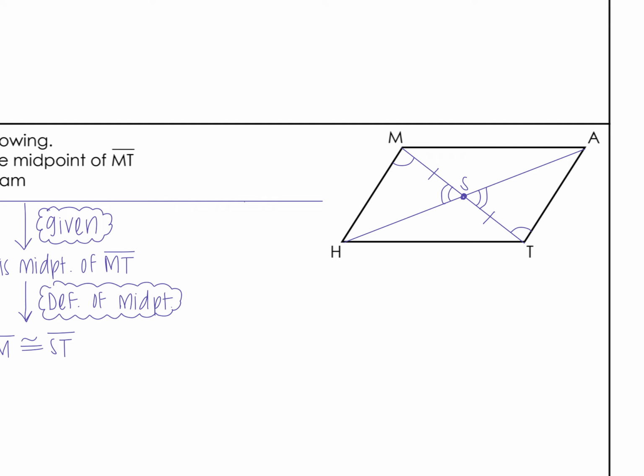And so we can say, because of vertical angles, we can say that angle MSH is congruent to angle TSA. Okay, so now that I have three congruencies, I can say that those two triangles are congruent.